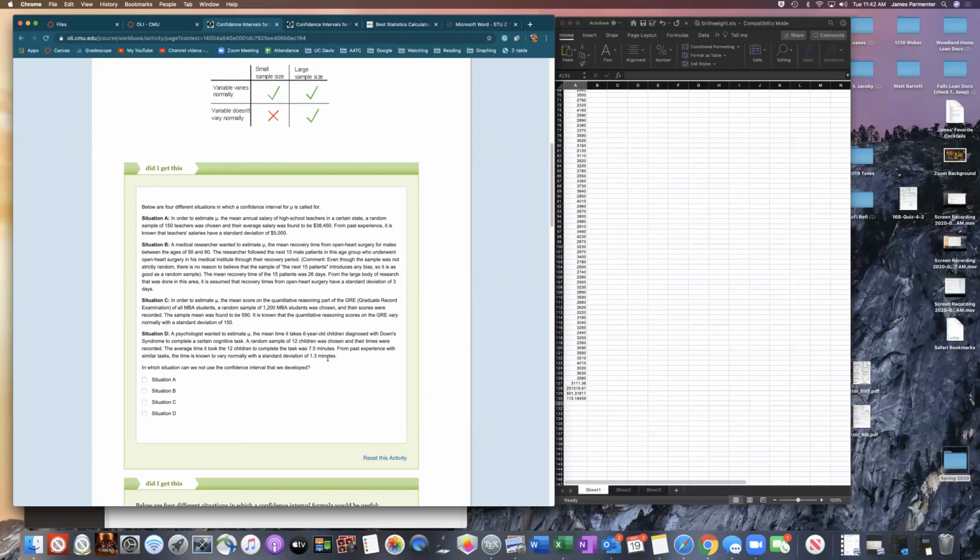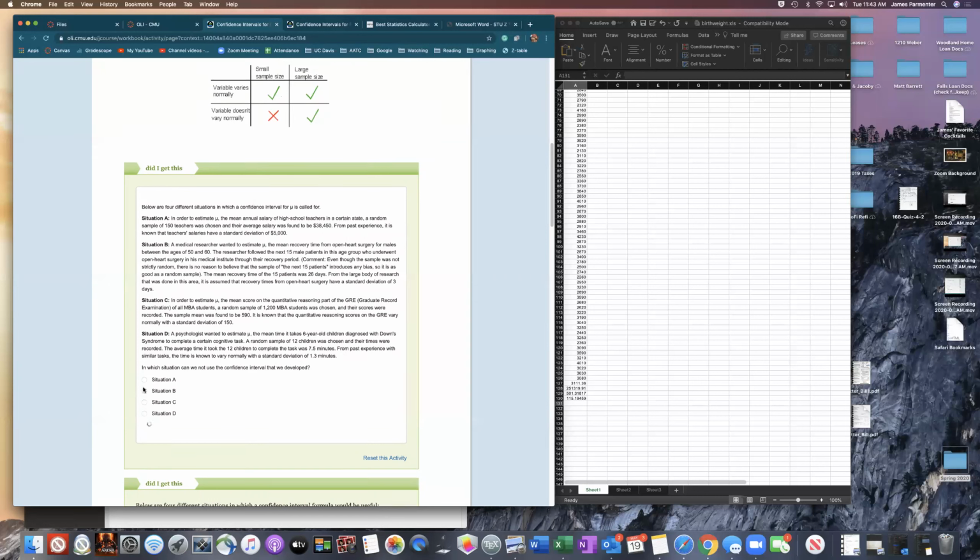D says, from past experience, the time is known to vary normally with a standard deviation of 1.3 minutes. Whereas in B, which I misread earlier, it is assumed that the recovery times have a standard deviation of 3 days, but it's not saying it's assumed to be a normal distribution. So B is actually the variable where we can't use a confidence interval in the usual way, because we have a small sample size and we don't know that the variable is normally distributed. So let's check if B is right.